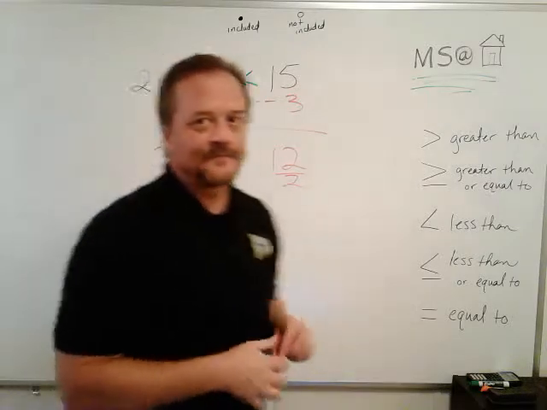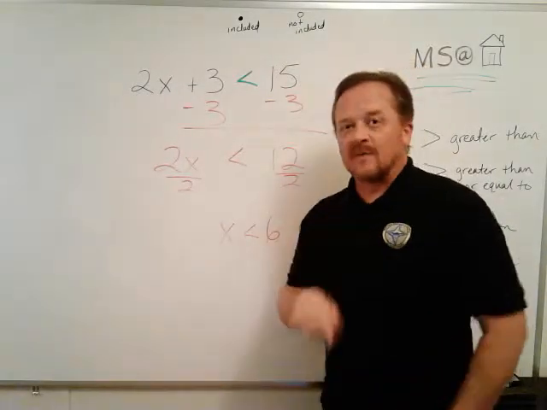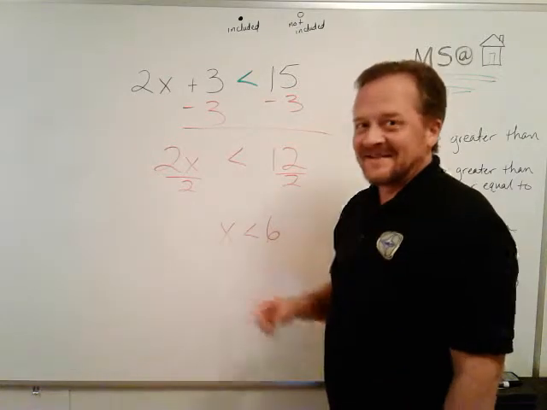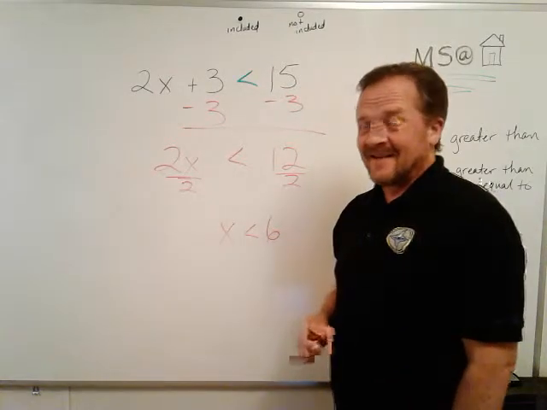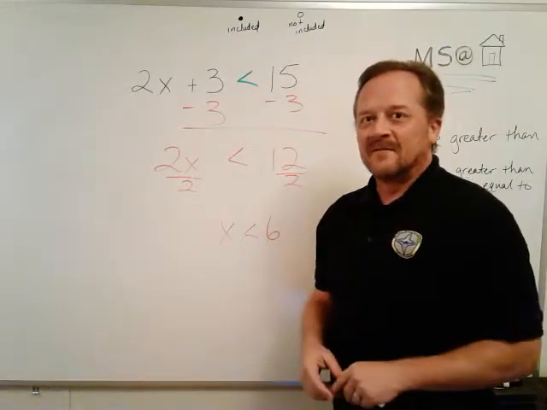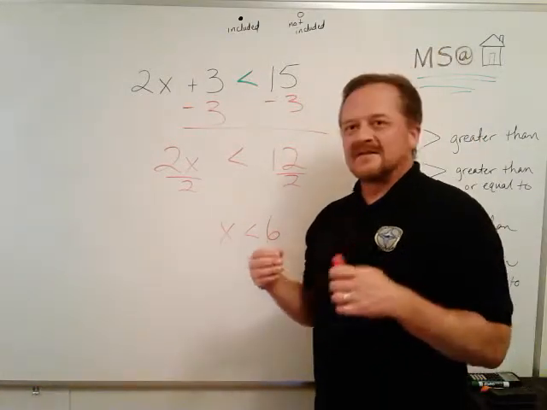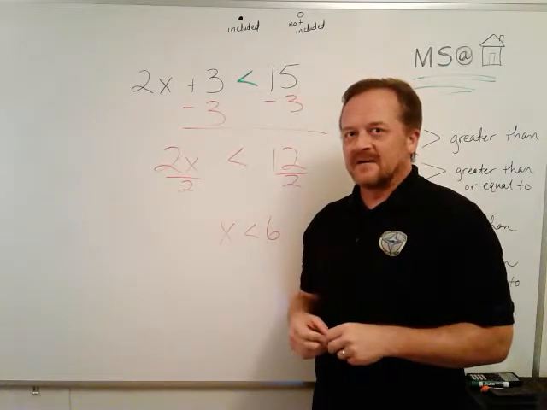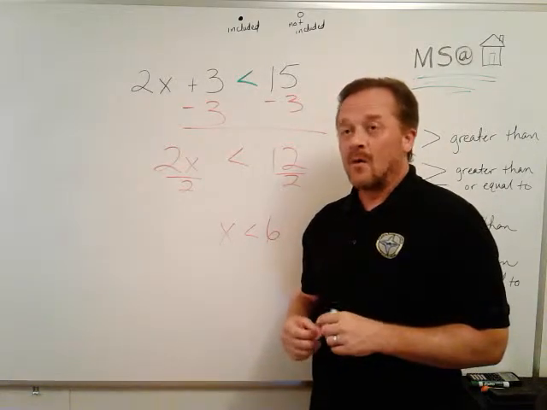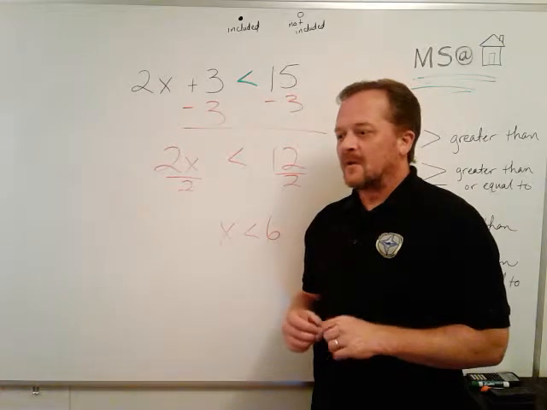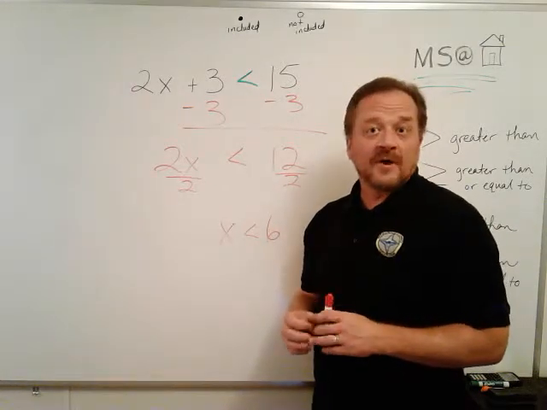See what happened? X is not 6 anymore. X is now less than 6, right? So what is x? Well, that's a little tricky. The correct question is, what's the biggest number that x can be? Or the biggest integer that x can be? Or it can also be, what number can x not be?